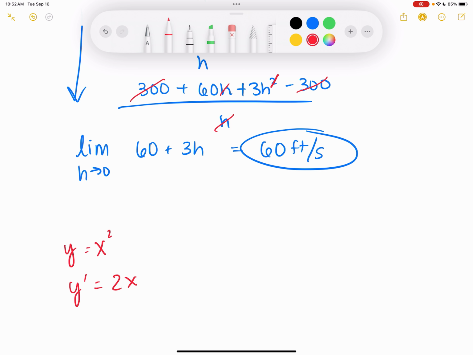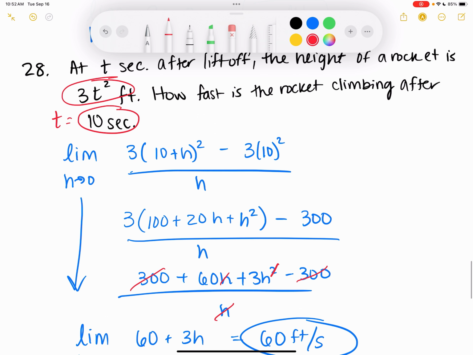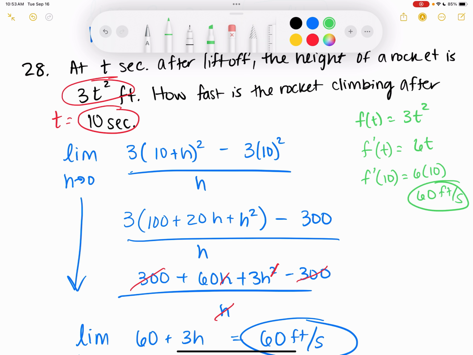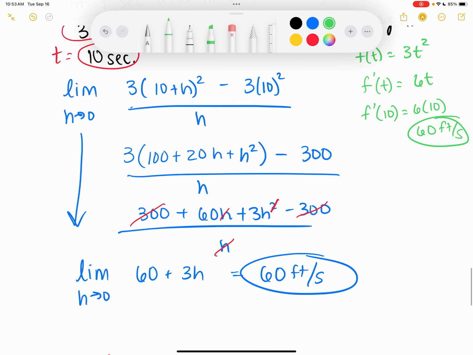So if I did it with this one, I basically have f of t is equal to 3t squared. So the derivative, f prime of t, would be 6t. I would evaluate this at 10, and I'd have 6 times 10, which is 60 feet per second. I mean, what the heck? But that's why I said you have to know how to do it this way, because this method always works. Because if there's a derivative you don't know or you don't know how to find, obviously you can do it with this method. This is kind of like the foolproof method. Like, you know this is going to work.